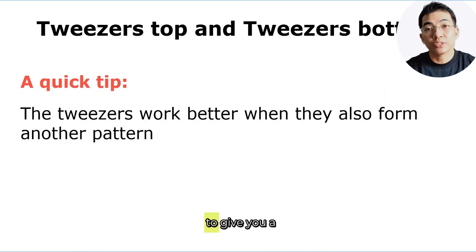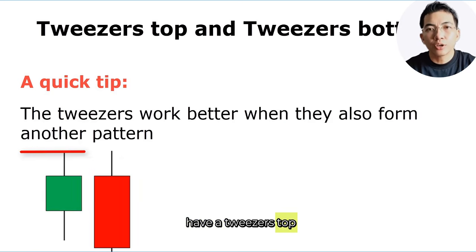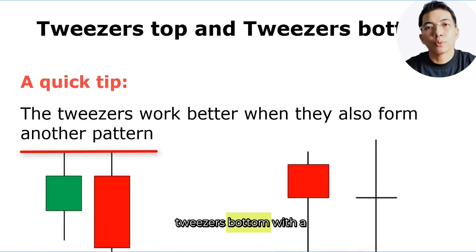Last thing, I want to give you a quick tip based on my experience on the Forex market. The tweezers work better when they also form another pattern. For example, here we have a tweezer's top that also forms a bearish engulfing. This one is a tweezer's bottom with a second candle that is also a long-legged doji. In general, when you have more clues that indicate the same trade to take, it is better. That's why when the tweezers also form another pattern, you have a stronger signal.